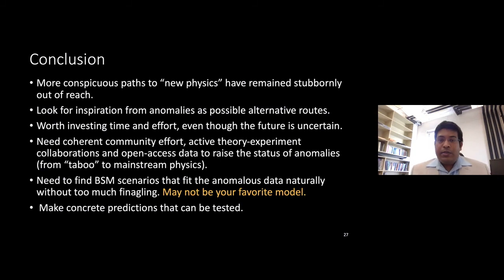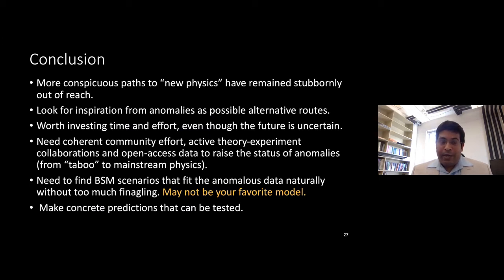The standard ways to search for new physics have remained out of reach so far. So people have tried to look for inspiration from these small blips in the data, or these anomalies, as a possible alternative route to look for new physics. And I think it's still worth investing some time and effort, if not all, even though we know that the future is uncertain for these anomalies. We can still learn something from this, and we need a coherent effort, active theory-experiment collaborations, and open access data to understand all aspects of these anomalies.